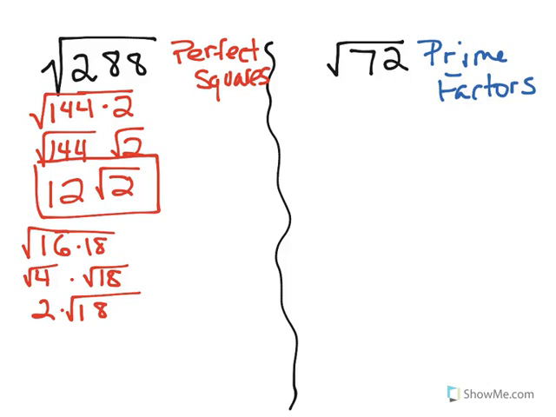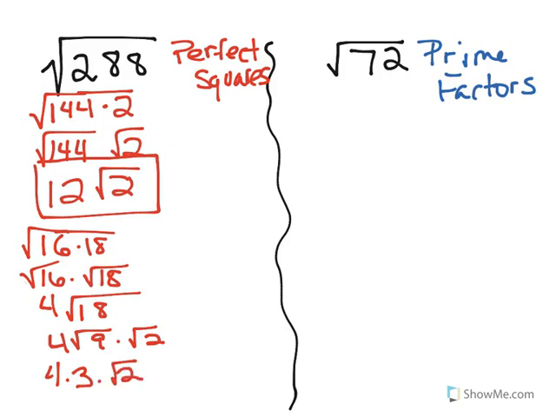Excuse me, I made a mistake there. I jumped ahead of myself. And then 18 can be broken down into the square root of 9 times the square root of 2. So really we have 4 times 3 times the square root of 2, which gets us back to the first answer we got. So you get there eventually, it just might take a couple more steps.